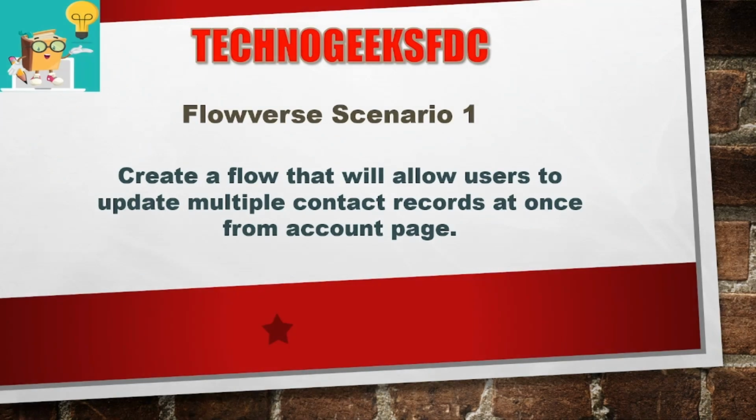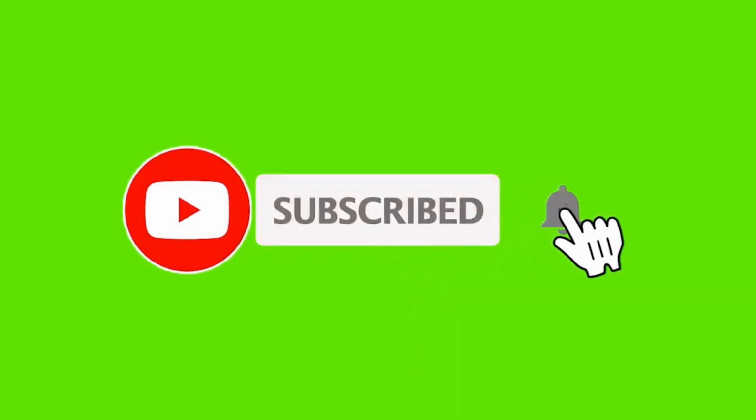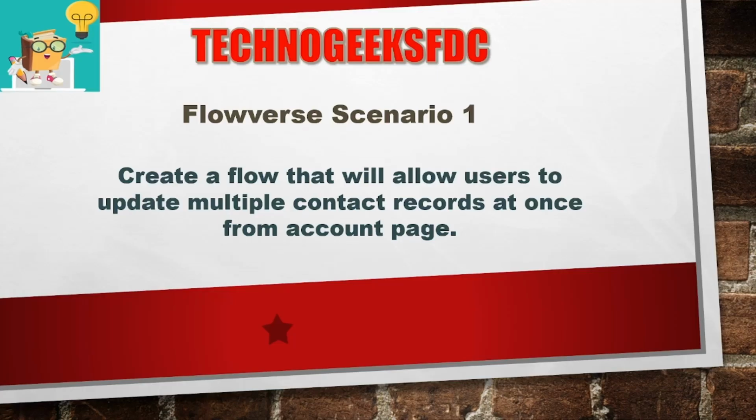So in today's scenario, we are going to cover how you can do a bulk update in Lightning Flow. Let's assume that our scenario is that we need to give a functionality to a user where the user can select the contacts associated with any account, and then mark the contact as either active or inactive.